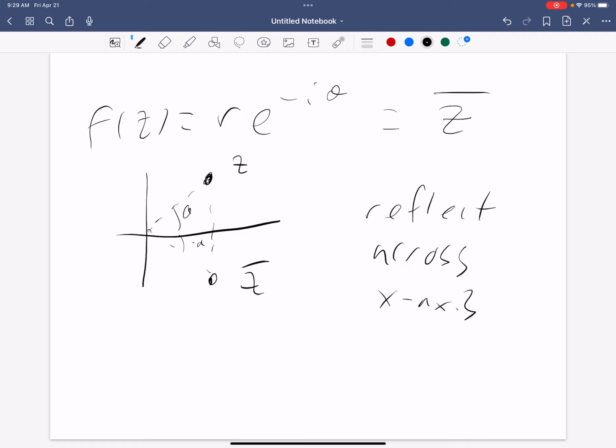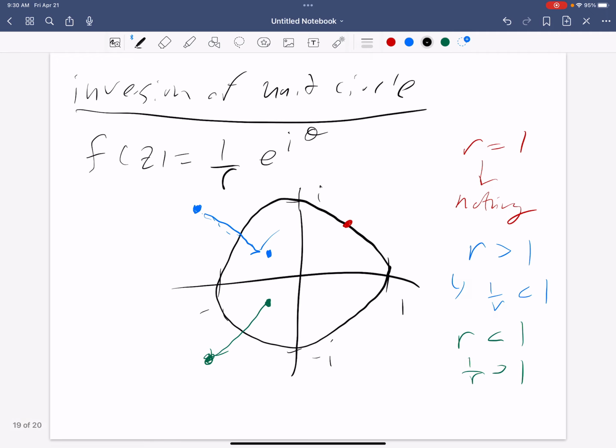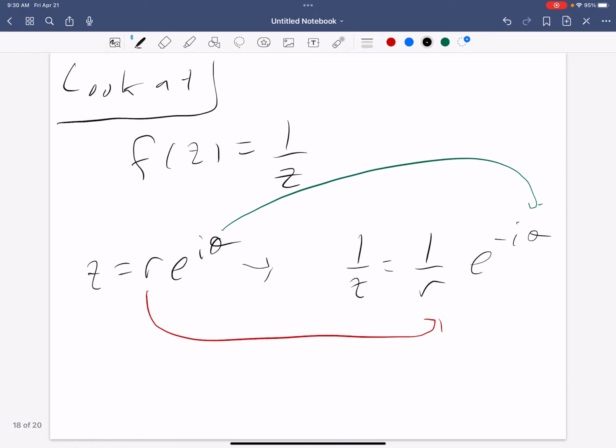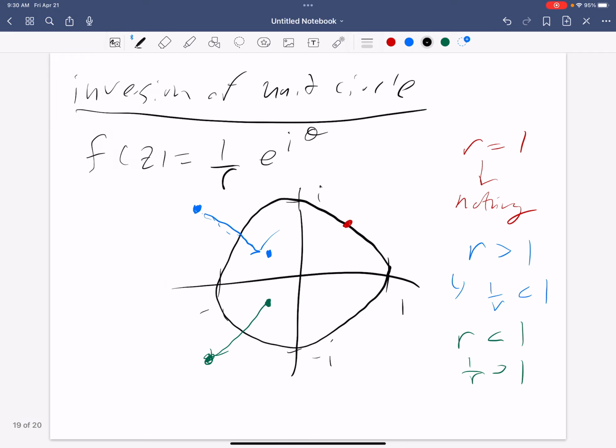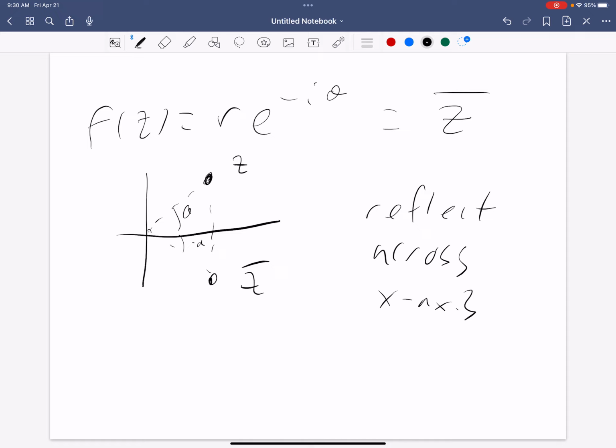So if we want to look at the behavior of 1 over z, it's pretty easy to see what it's going to do. You take your points, and it doesn't matter the order in which you do it. You can do the inversion part and then reflect it across the axis, or you reflect it across the axis and do the inversion part. So with that geometric intuition of what 1 over z is going to do, let's prove something really cool.